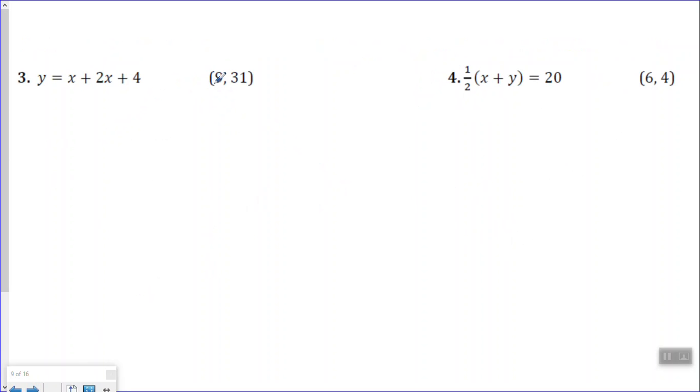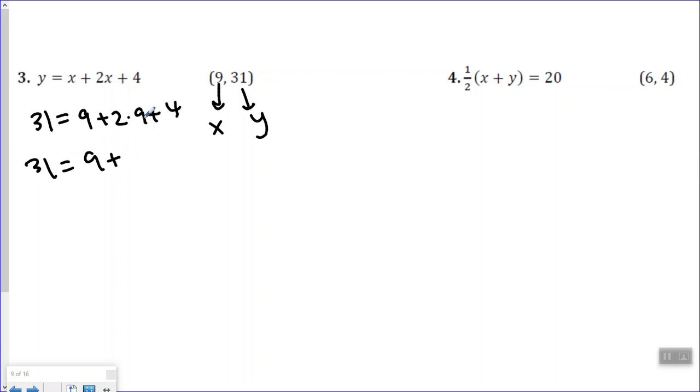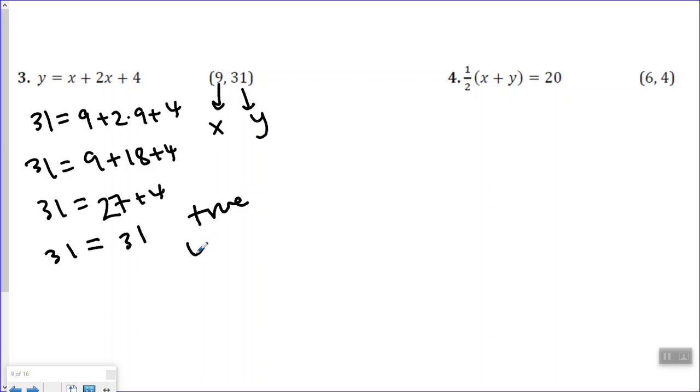So let's continue. The first number is x, second number is y. So y is 31 equals 9 plus 2 times 9 plus 4. 31 equals 9 plus 2 times 9 is 18 plus 4. 31 equals 9 plus 27, 18 is 27 plus 4. So 27 plus 4 is 31. It is true. Answer is yes.